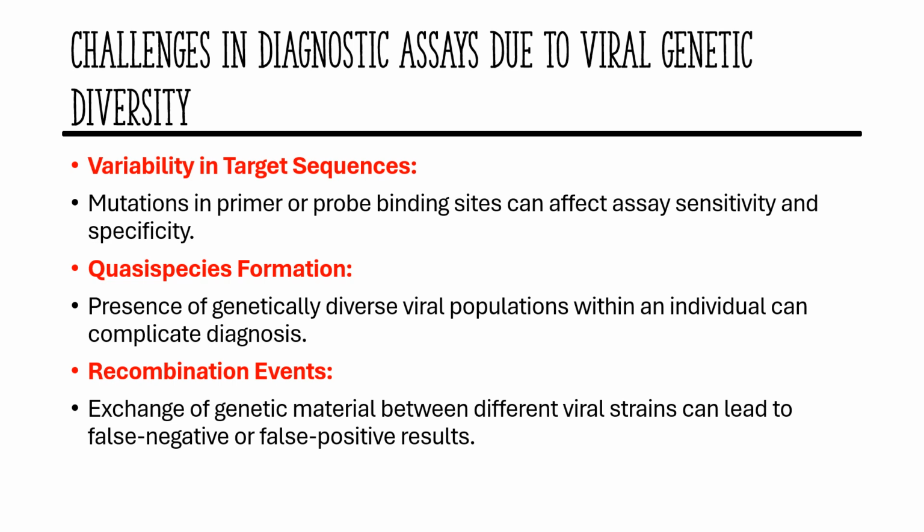The presence of viral quasi-species, a diverse population of closely related viral variants, can further complicate diagnostic testing. Within a single infection, there may be a heterogeneous mix of viral strains, each with its own unique genetic signature. Diagnostic assays designed to detect a specific variant may miss or underrepresent other variants present in the sample, leading to inaccurate results or an incomplete picture of the viral diversity. This challenge is particularly acute in settings where multiple viral strains co-circulate, such as during outbreaks or in regions with high genetic diversity.